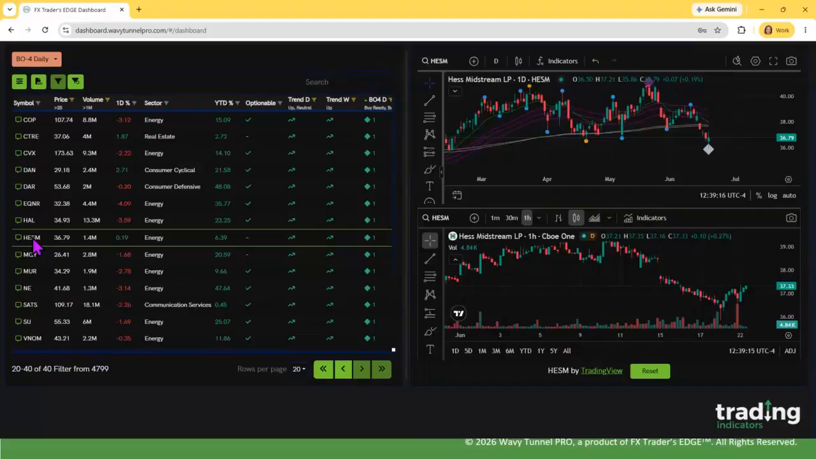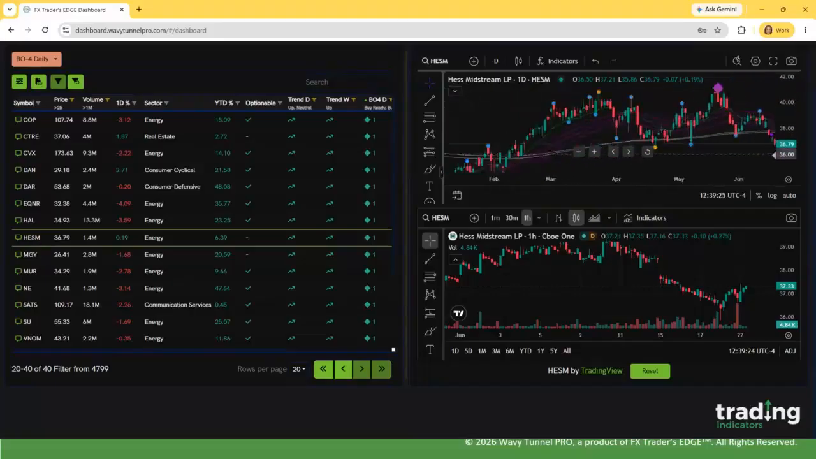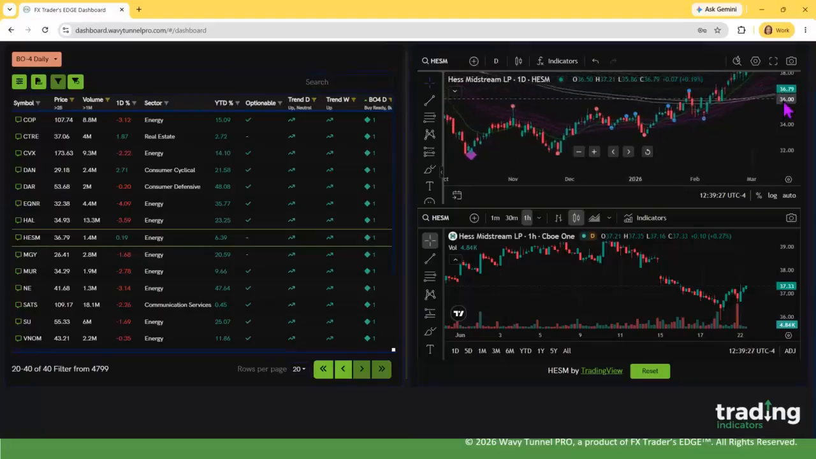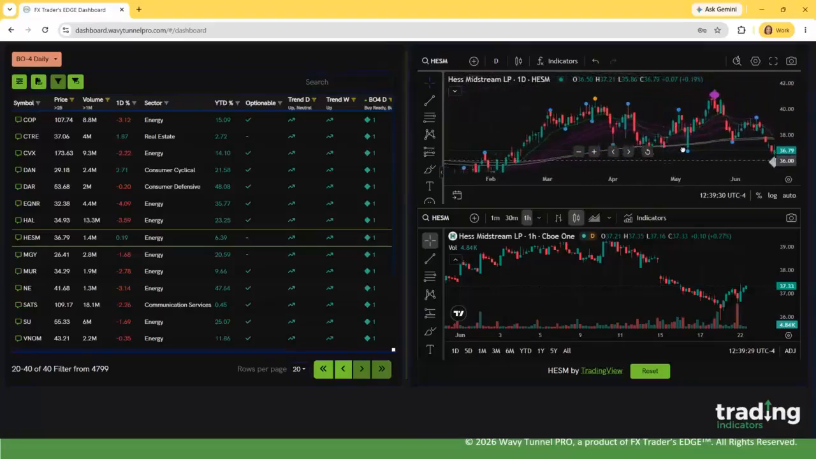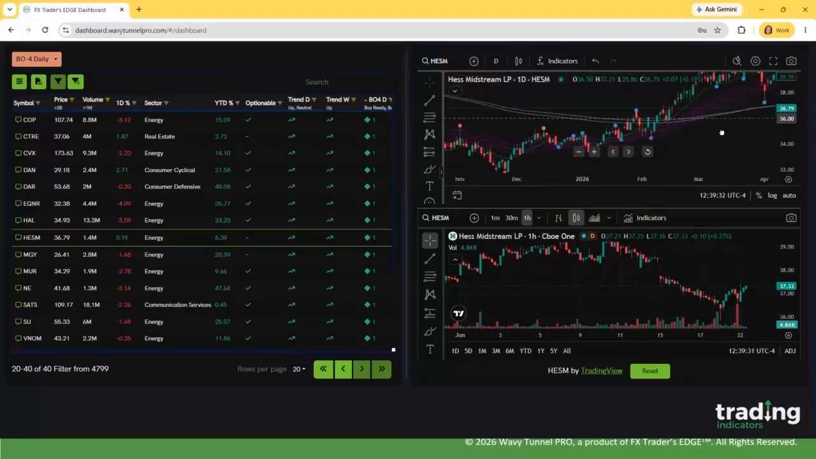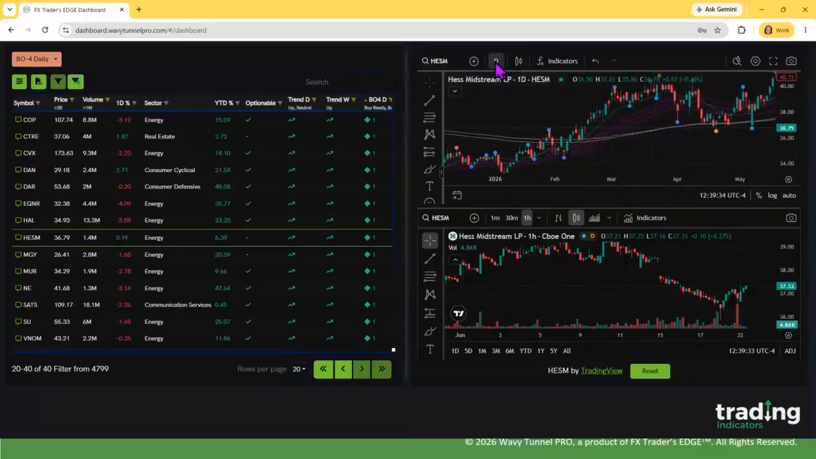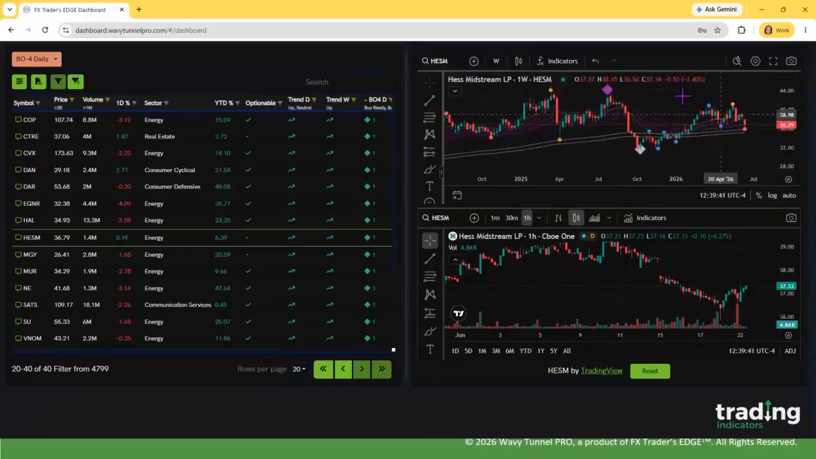Here's another one. Yeah, this I'm not so interested in. If you look back, we don't have a very long uptrend for this. Let me put up the weekly. Okay.